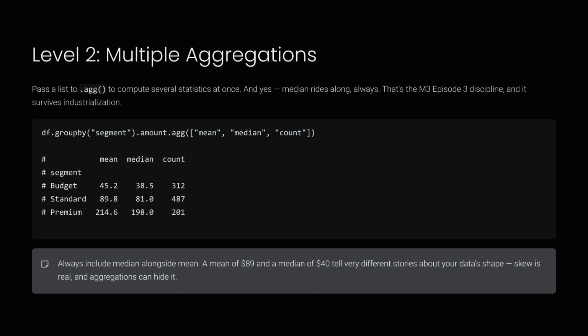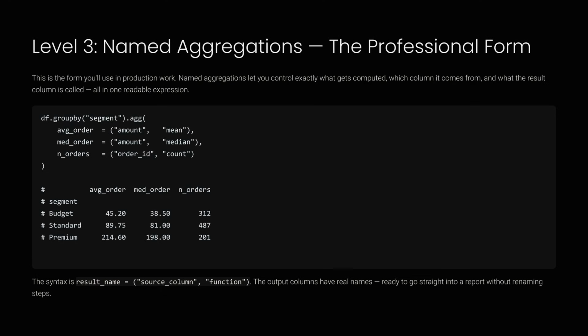Level 2 involves multiple aggregations. Passing a list to .agg lets you calculate several statistics, like mean and median, simultaneously. Always check the median to understand your data's true shape. Finally, Level 3: named aggregations. This is the industry standard for production work. It gives you full control over your output column names and source columns in one clear, readable expression.